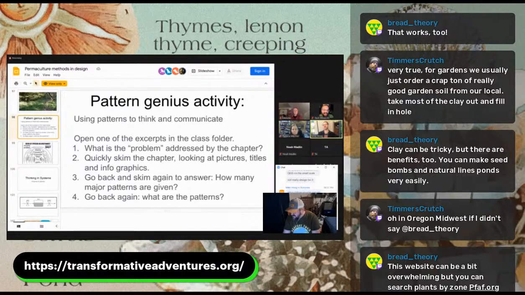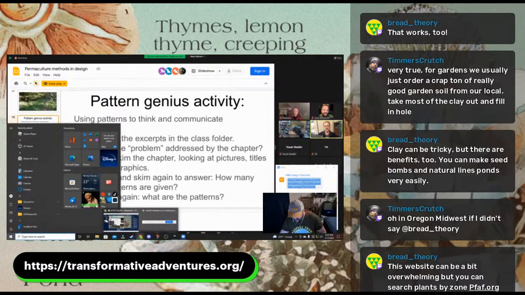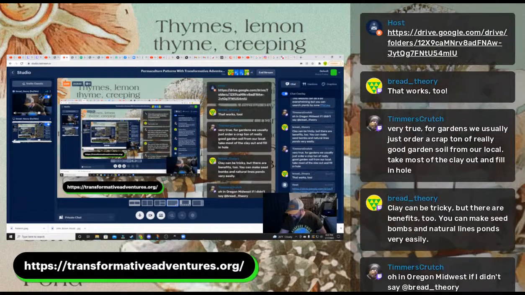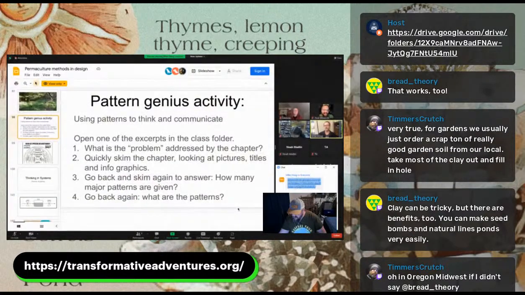Just to show people how great this sort of pattern thinking is. So the folder I just dropped for you has 4 excerpts. It has 2 excerpts of chapters from the Permaculture Designer's Manual, and it has 2 chapters from my book. So I'd like to invite you to choose one. The 2 chapters from the Designer's Manual are on Humid Tropics and Drylands. And my book chapters, oh, I can't remember what they are. You'll have to open them up and take a look.